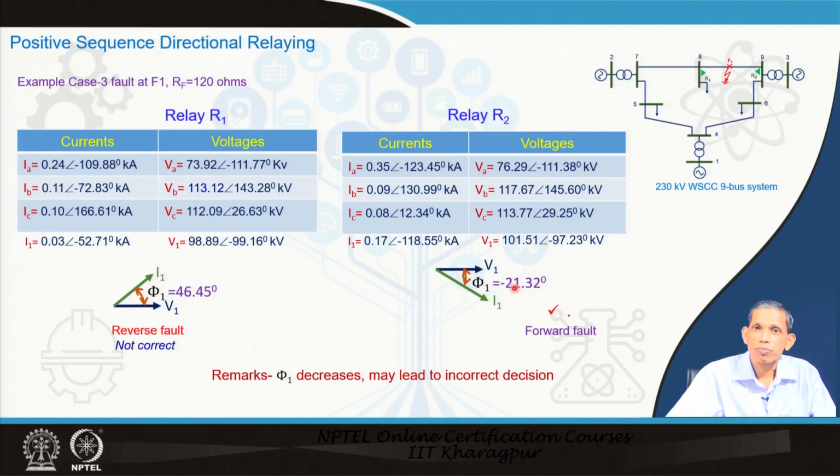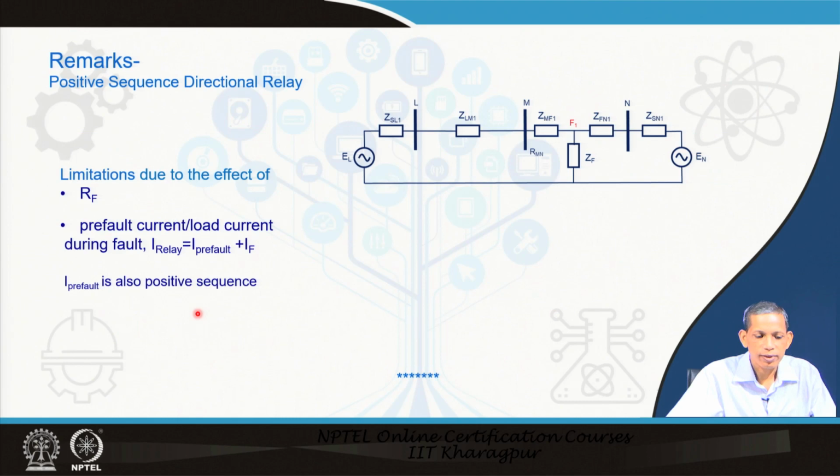Note that as compared to the earlier case, the corresponding angle for R2 also has come down, and this is only because of this RF. So, this means that phi 1 is affected by this RF, as we have already mentioned, and we found that a substantially high value of RF may lead to an incorrect decision. That is the conclusion from this observation table.